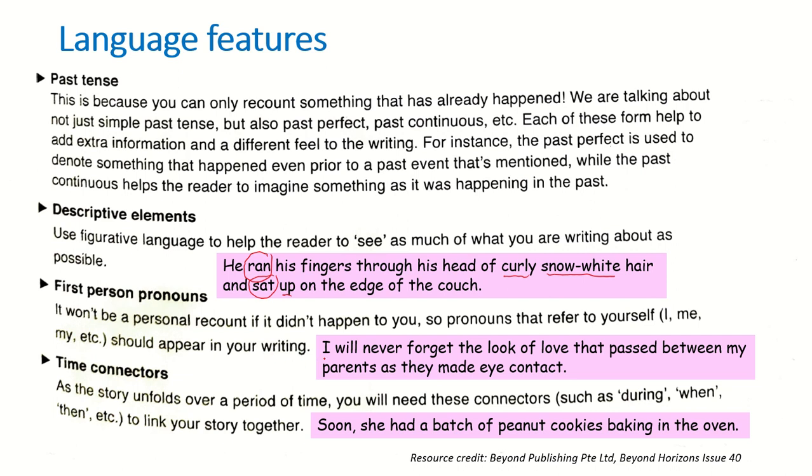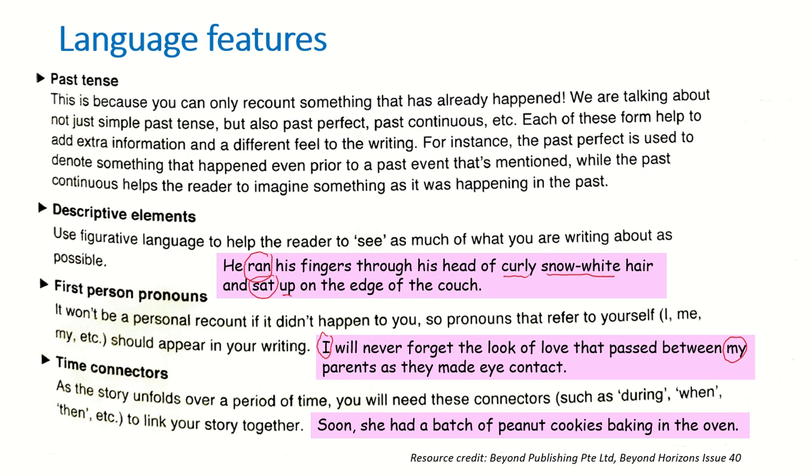Let's take a look at this sentence. I will never forget the look of love that passed between my parents as they made eye contact. So the first person pronoun, I, my, tells you that it's not somebody's parents, but your own parents.